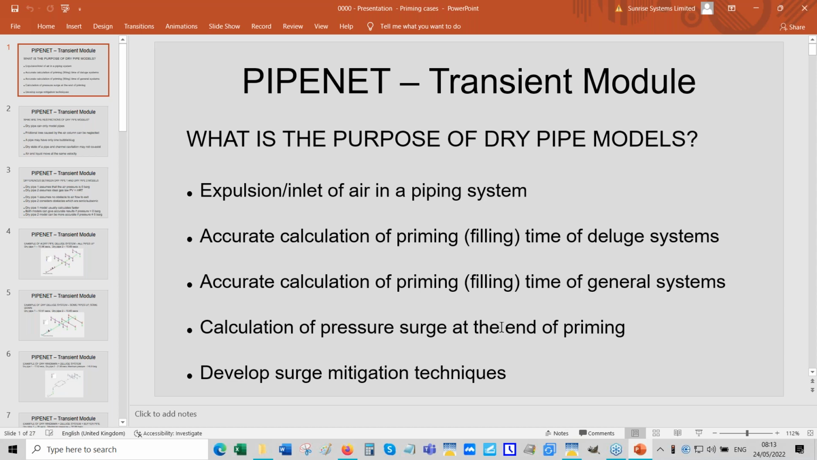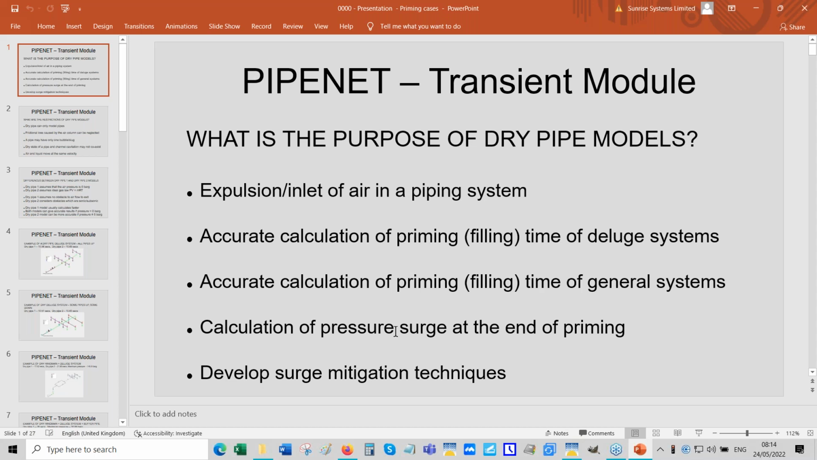Calculation of pressure surge at the end of priming. Because when you think about it, let's consider a deluge system. A deluge system is dry. The nozzles are not delivering water. And what happens when you open the deluge valve? The pipes get primed one by one, and the nozzles deliver water one by one. And PIPENET can model all that.